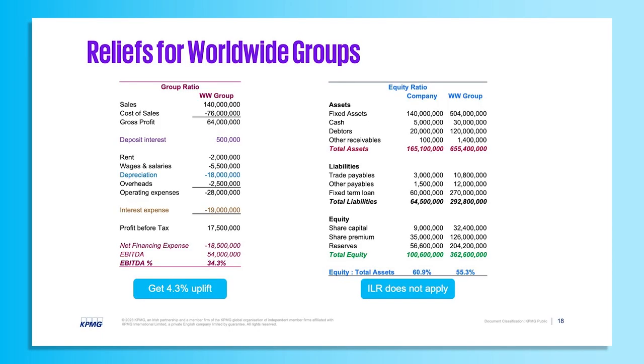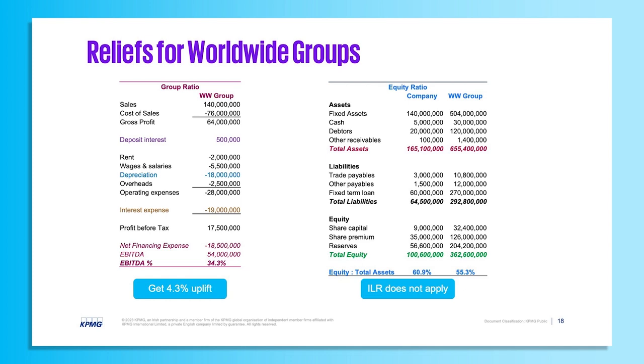A company would ordinarily be restricted to an interest deduction of an amount not to exceed the EBITDA limit being 30% multiplied by tax adjusted EBITDA. However, the group relief provided under the group ratio effectively allows a company to replace the company EBITDA limit of 30% by the group ratio, which effectively means you get an uplift of 4.3% in this example as the group ratio is 34.3%.